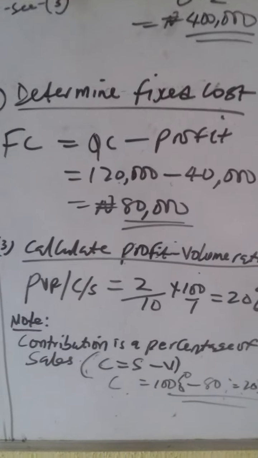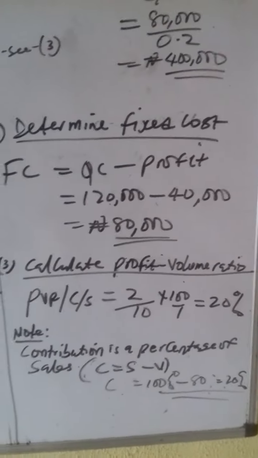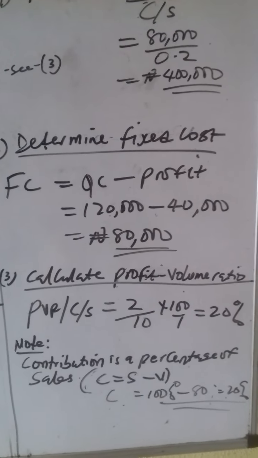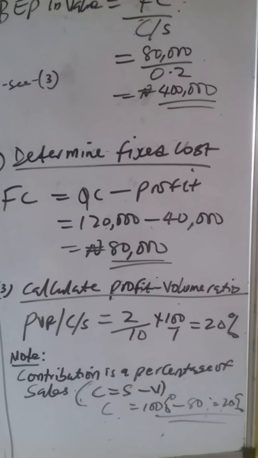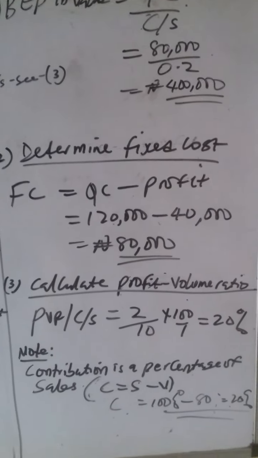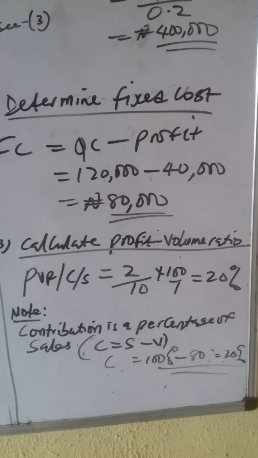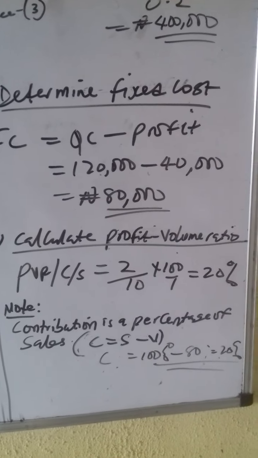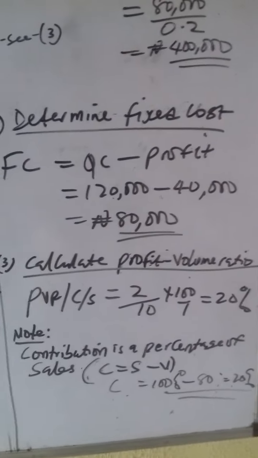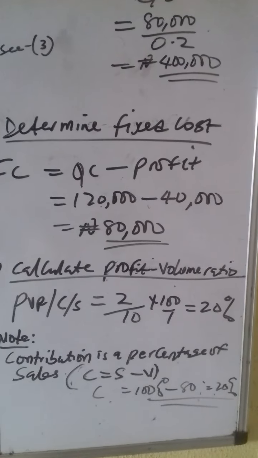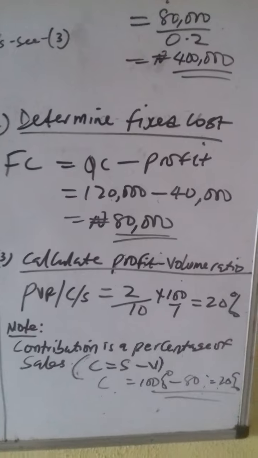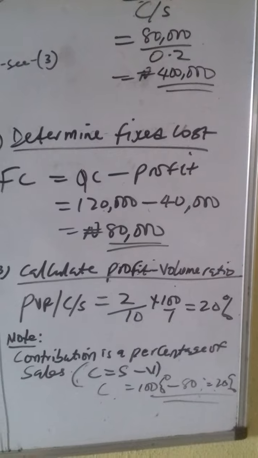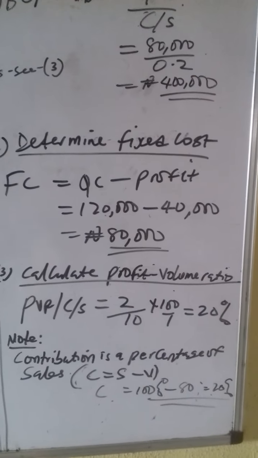Solution 2 now that you may see. Fixed cost, like we have done earlier, using the formula is QC minus profit, which is 120,000 minus 40,000 in equation 1, it will give us fixed cost of 80,000. Then calculate profit volume ratio. PVR is same thing as CS, which is 2 Naira over 10. What I've explained in this class is that when your ratio is 20% and it starts with 2 naira, the 100% of that calculation will be 10 naira.